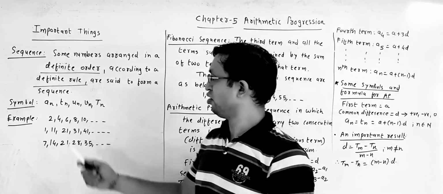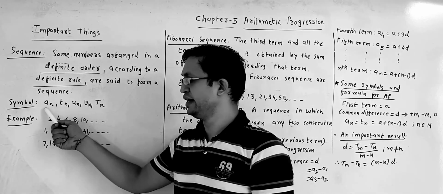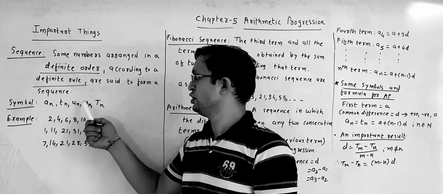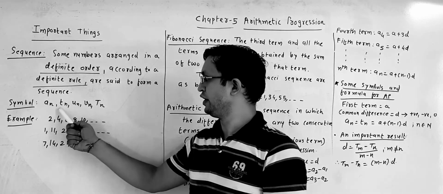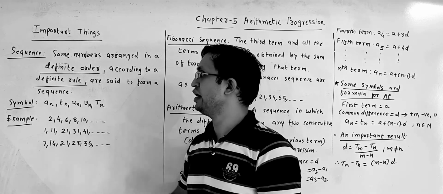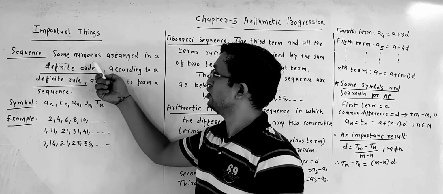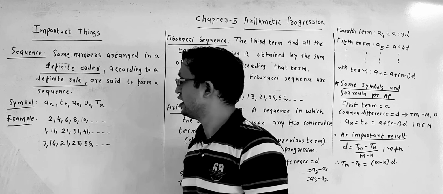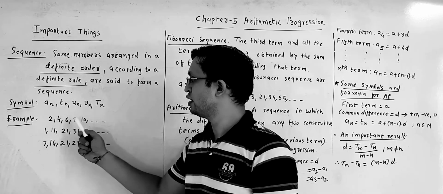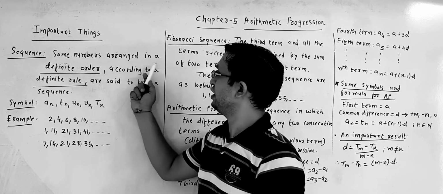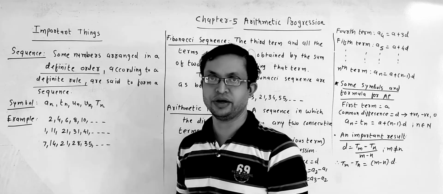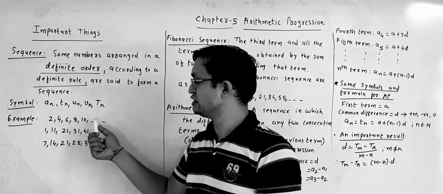The symbol of a sequence is a_n, otherwise T_n, U_n, V_n and capital T_n. Some examples of a sequence are 2, 4, 6, 8 and 10. Here they are arranged in a definite order. What is the definite order in this sequence?